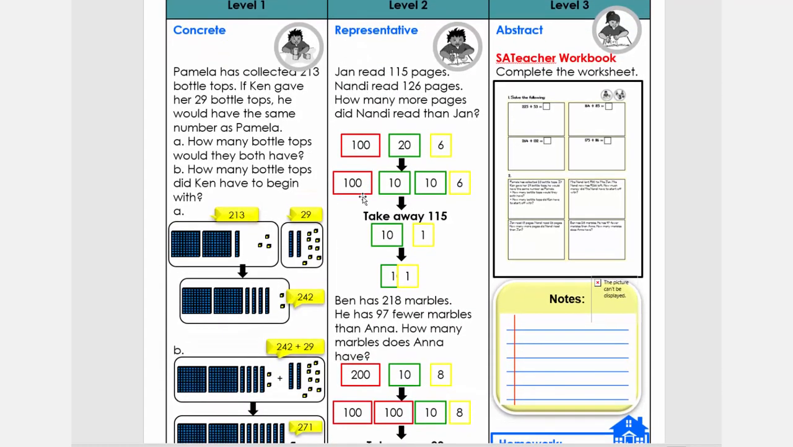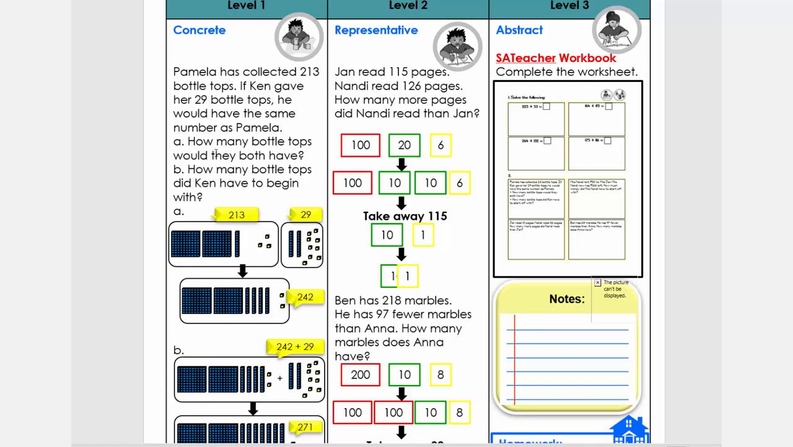Welcome back. So what we're going to do now is similar activities, but this time we're going to do it through problem solving. So you're going to read the problem to the child, and what they're going to do is first recognize the numbers. So Pamela has collected 213 bottle tops. If Ken gave her 29 bottle tops, he would have the same number as Pamela. How many bottle tops would they both have? How many bottle tops did Ken have to begin with?